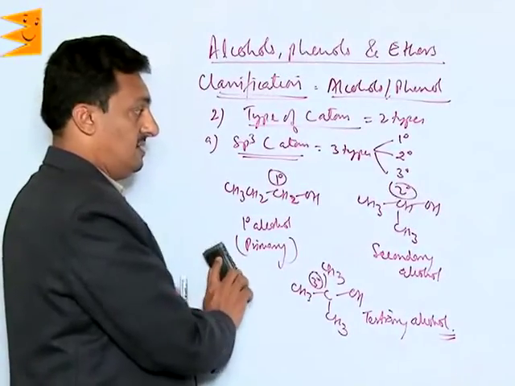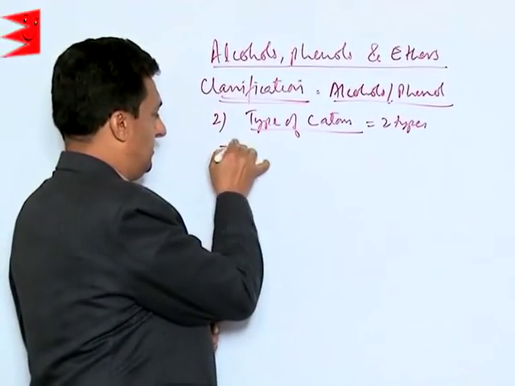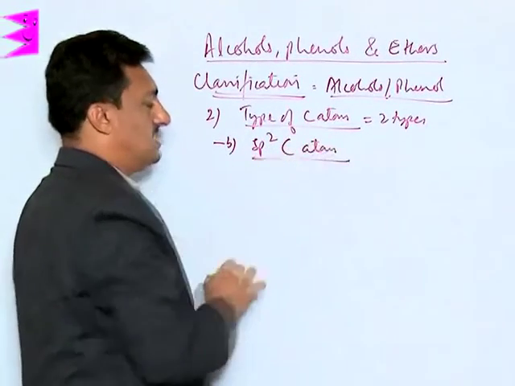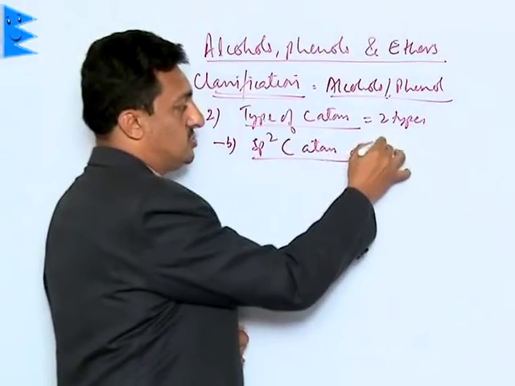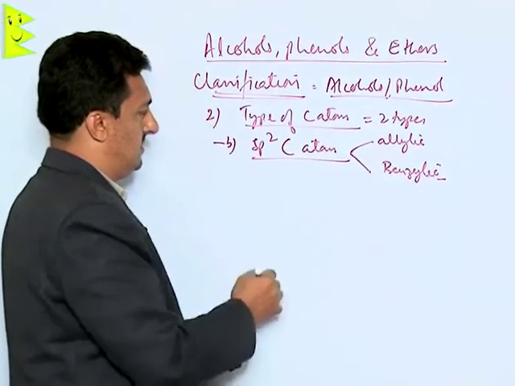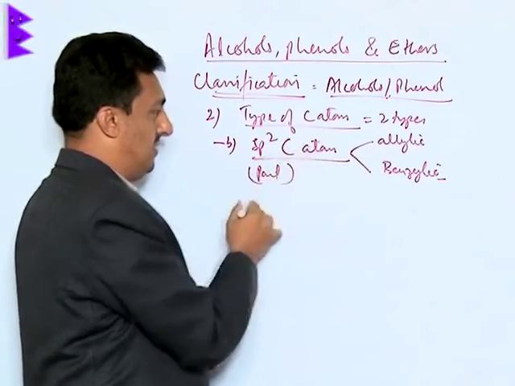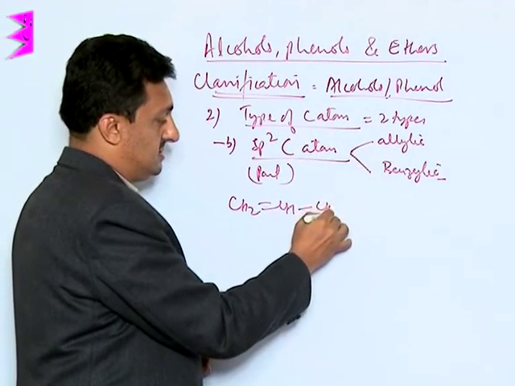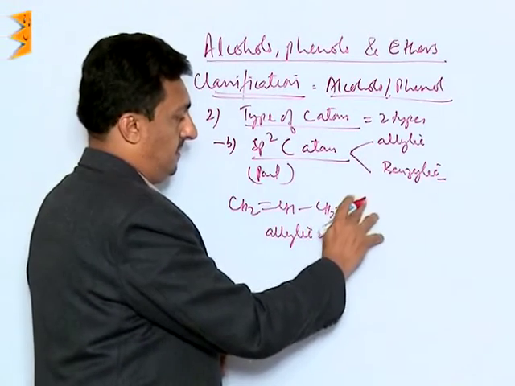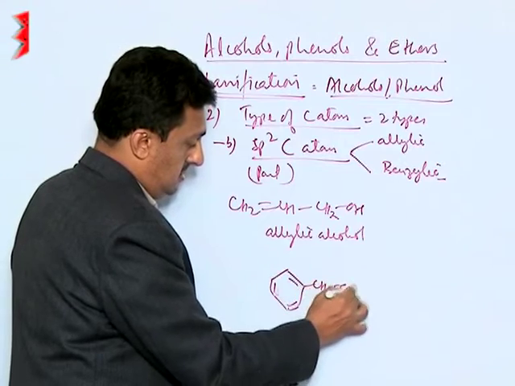Then the second one comes as the sp2 hybridized carbon atoms. Now, in the sp2 hybridized carbon atom category, we can have majorly two: allylic and benzylic. See, again, it is not sp2 itself, but it will be, yes, part of an sp2 hybridized carbon system. Like this is allylic alcohol, and this is benzylic alcohol.